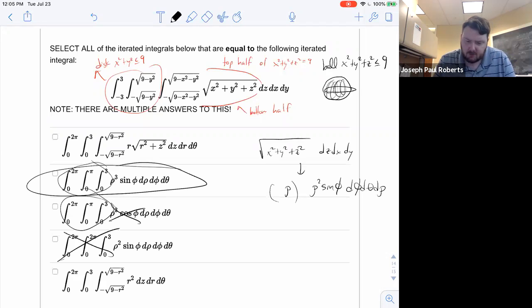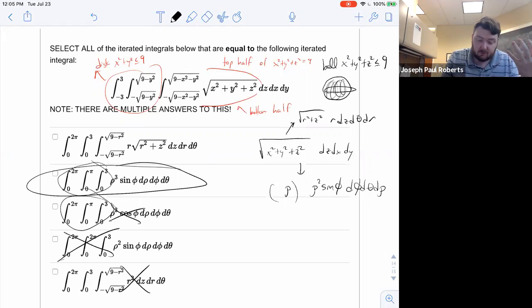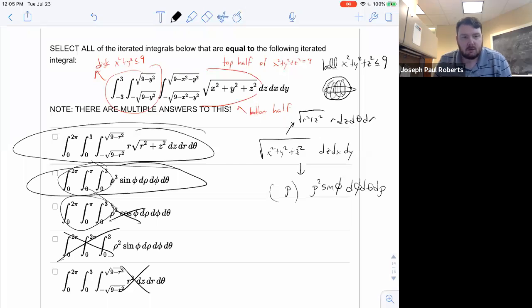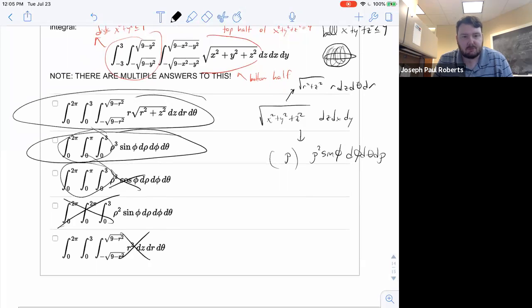And then I guess you could also do this with cylindrical coordinates, where this becomes the square root of x squared plus y squared, which is r squared. And then dV is r dz d theta dr. So it wouldn't be this. And if you think cylindrical, the bottom half of the sphere is z equals minus square root of 9 minus r squared. The top half is z equals positive square root of 9 minus r squared. So that's the other one. So note there are multiple answers to this. It's those two.